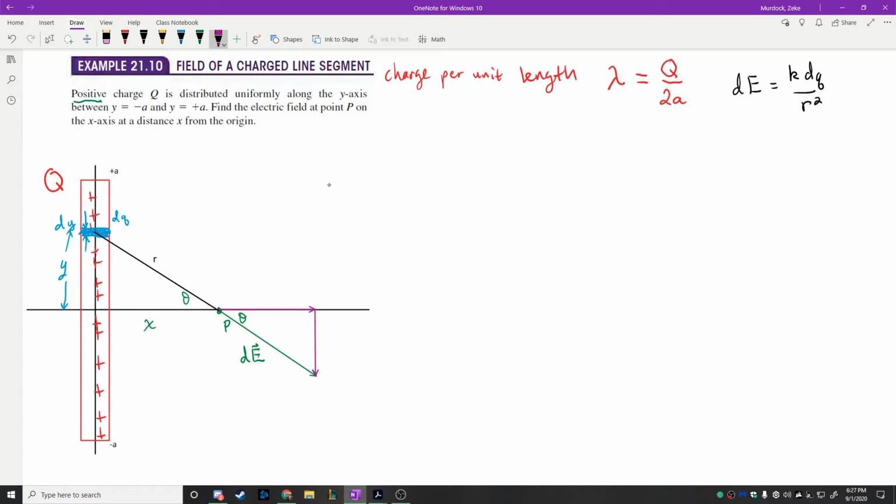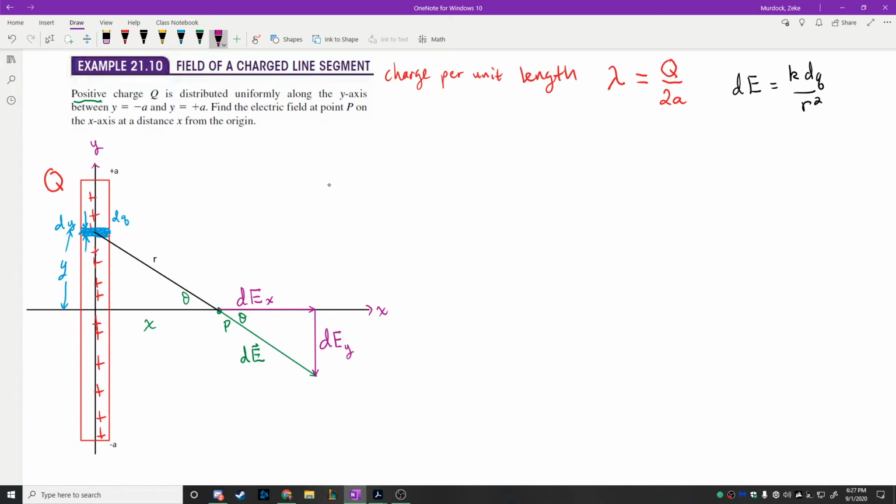And since this component points in what we're calling the x direction, where this is x and this is y, we're going to call this component dEx, and we're going to call this component here dEy. All right. So now we want to find the values of each of these.